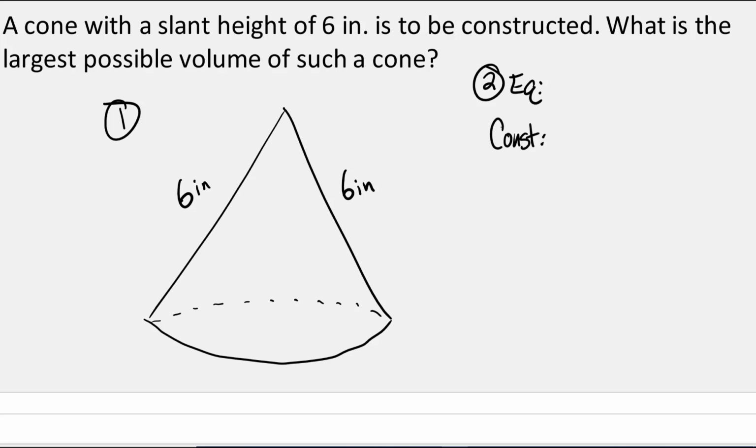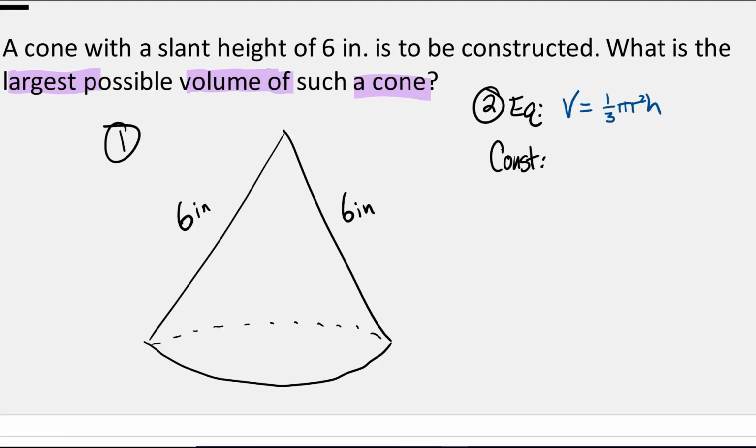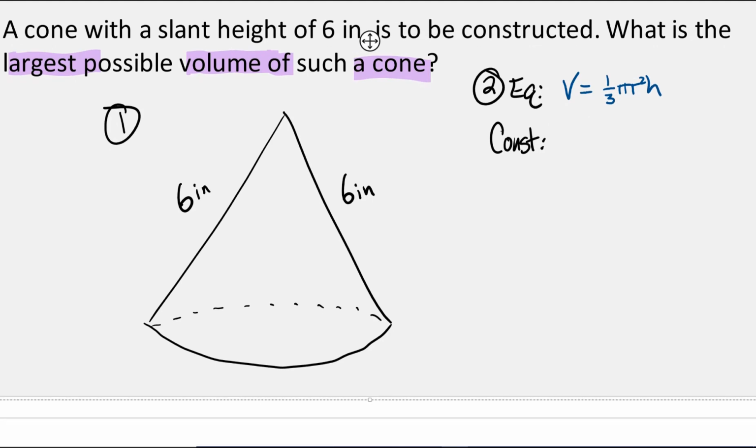If we're trying to find the largest possible volume of such a cone, it's right here in the question. The equation is simply in the question. It asks, what is the largest possible volume of a cone? We want the largest, so we're maximizing. You know the volume of a cone? Now you do. The volume is equal to 1/3 pi r squared h. Make that a little bit bigger. So there it is.